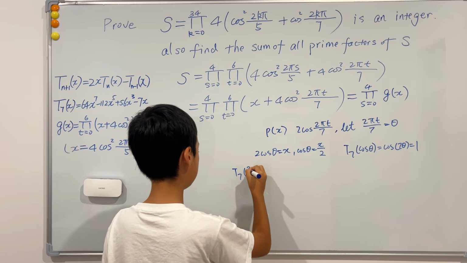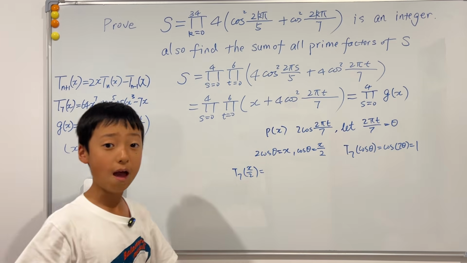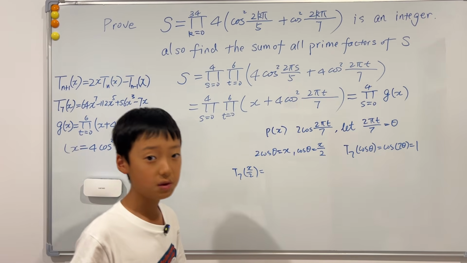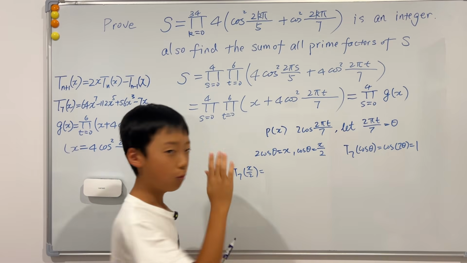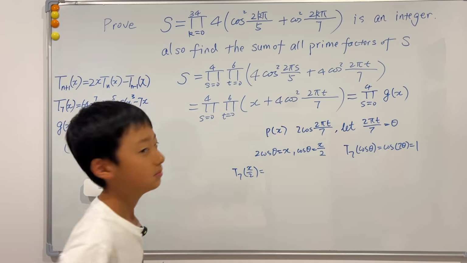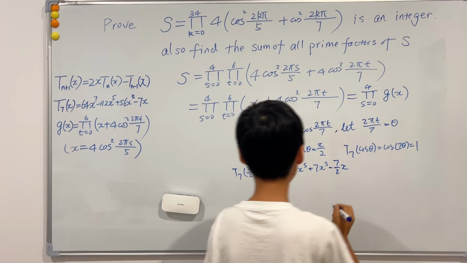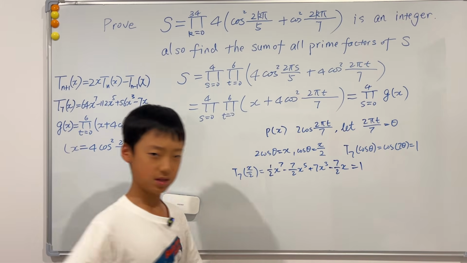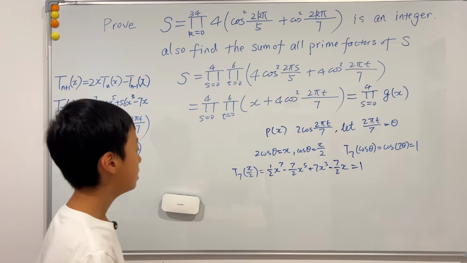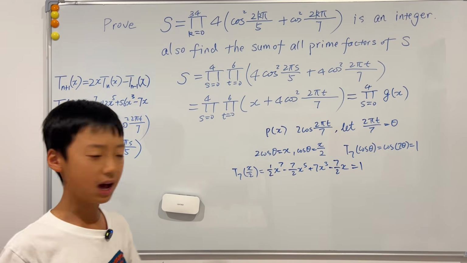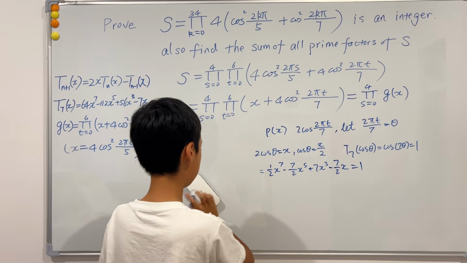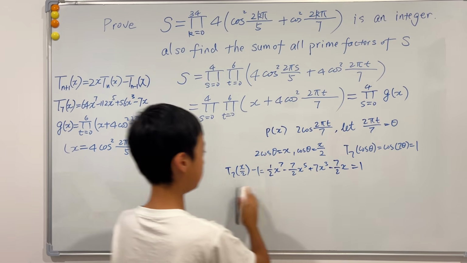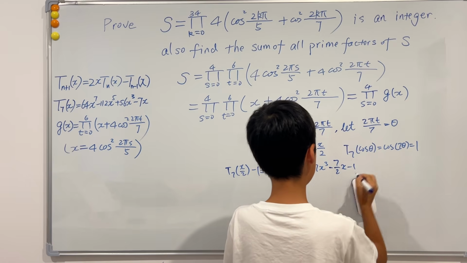So T7 of x over 2. And lucky for us, I've already written down what T7 of x is here. So all we have to do is plug in x over 2 into here. And this will just be equal to 1. But we want this side to be 0, right? That's what makes it a polynomial. So what we can do is subtract 1 from both sides. So this becomes T7 of x over 2 minus 1, and this also becomes minus 1.